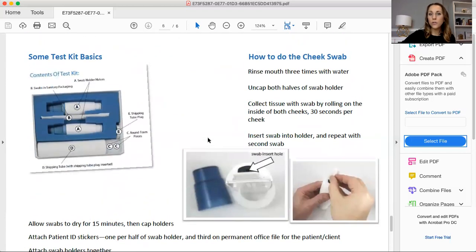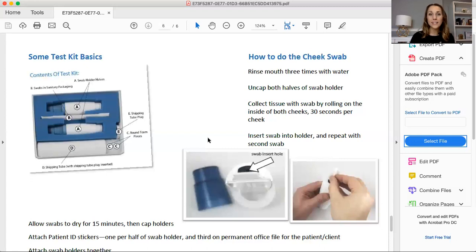Let's just go to when you order GeneSNP DNA analysis and the collection kit from NutraMetrix. Just want to give you some kit basics. You're going to receive 2 swabs in sanitary packaging, and you're going to have 2 halves of the swab holder. For the cheek swab, you rinse out the mouth 3 times with water. This does not need to be a fasting test, but we can't have any other protein mixed with the patient's protein. And compliance can sometimes be tough for patients.